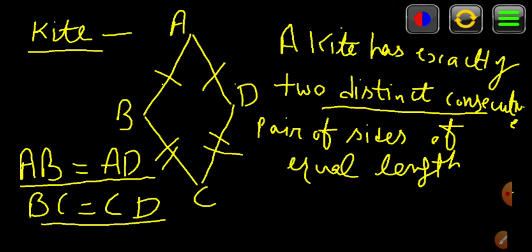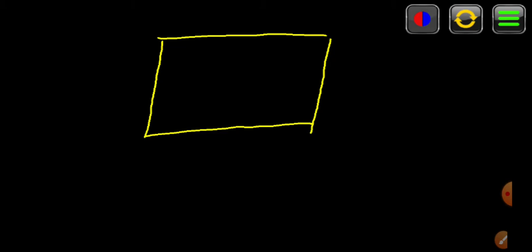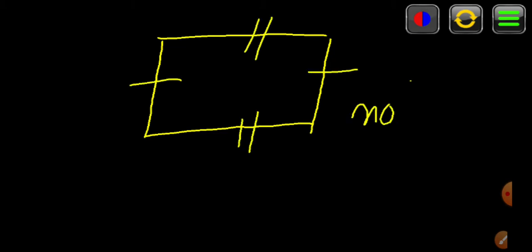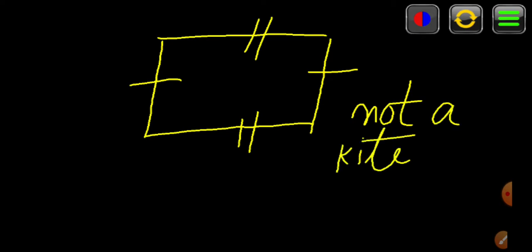Now this figure cannot be termed a kite. See, here sides are equal but it is not a kite. Why? Because these are not the consecutive pair of sides, these are the opposite pair of sides. Clear, children? So the difference between a kite and any other figure: we can term this figure a rectangle or parallelogram. This is not a kite.